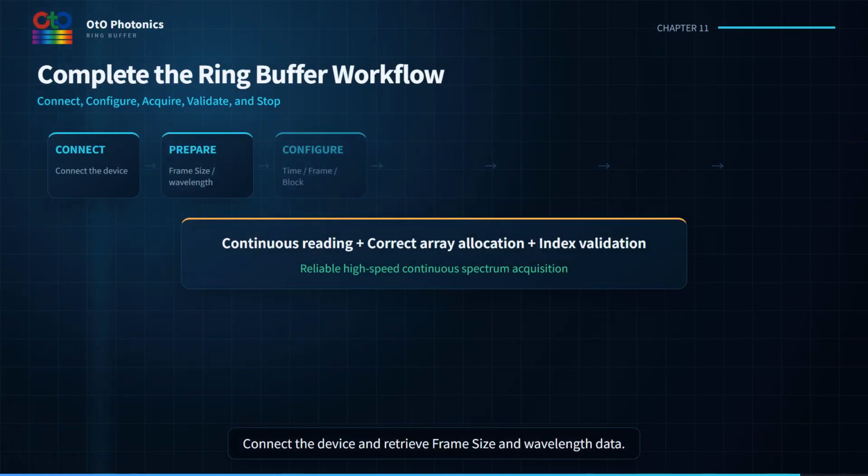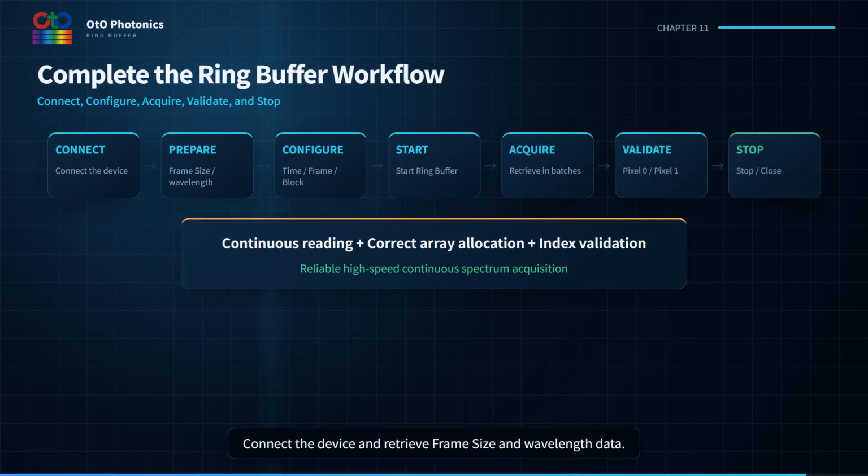Finally, review the complete OTO ring buffer workflow. Connect the spectrometer and retrieve frame size and the wavelength array. Configure integration time, frame number, block length, and the required average function. Start ring buffer and use block data acquire to read spectrum batches continuously. After each acquisition, use pixel 0 and pixel 1 to check the output index and raw spectrum index. When the program ends, stop ring buffer before closing the device.